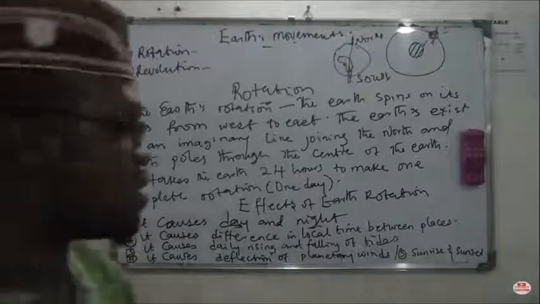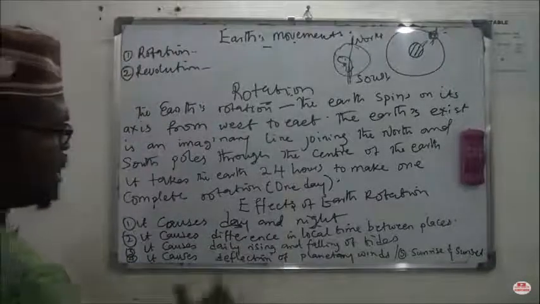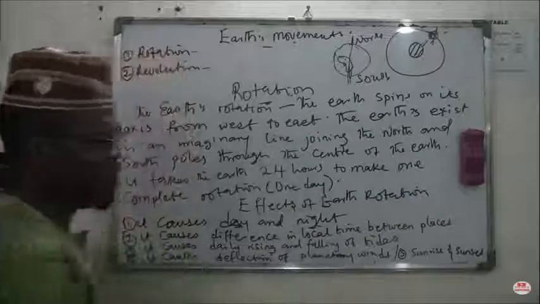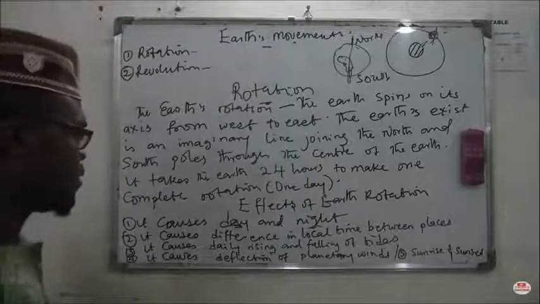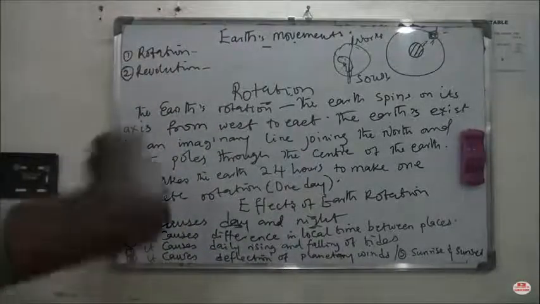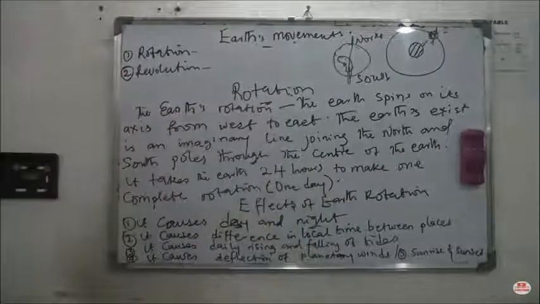When we study latitude and longitude, we are going to teach you how local time varies. The rotation of the Earth causes the rising and falling of tides. If you go to riverine areas, you're going to see that the rising and falling of tides is actually caused by the rotation of the earth.